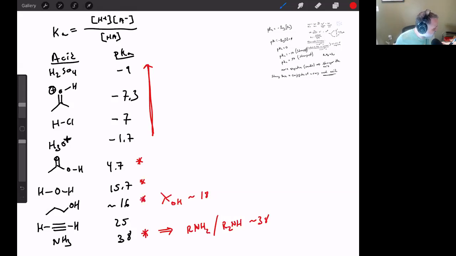All right, so there's really only one other thing that you can do when it comes to using these values. What we can do is take these pKa values and use the pKa value to predict the position of equilibrium.